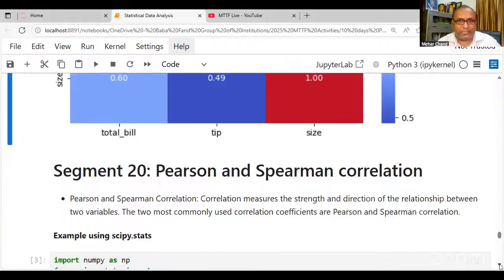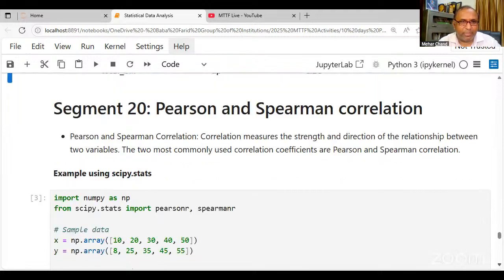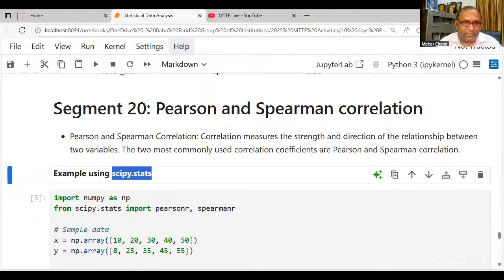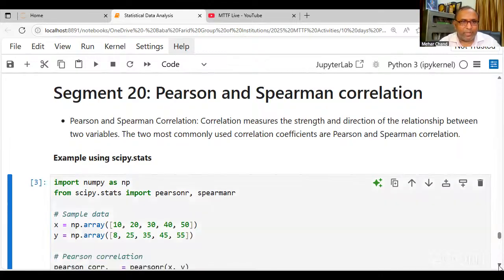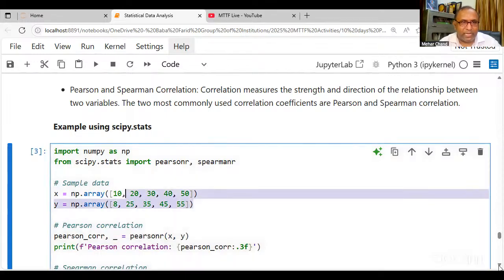Next, we are using Pearson and Spearman correlation. Correlation measures the strength and direction of the relationship between two variables. The two most commonly used correlation coefficients are Pearson and Spearman. We are using the scipy.stats library, which has both methods. So import numpy as np, and from scipy.stats import pearsonr and spearmanr. Then we need some data, and this is a sample data x and y, where x has the values 10, 20, 30, 40, 50.